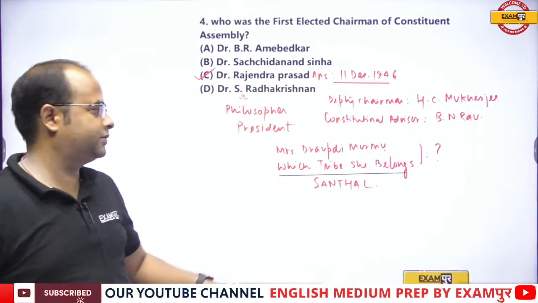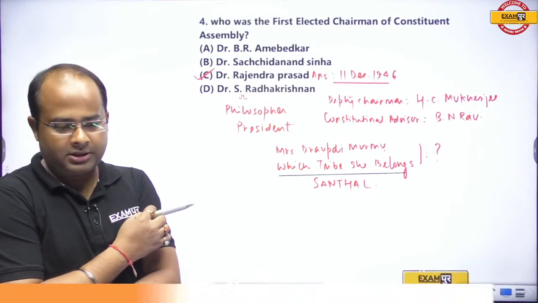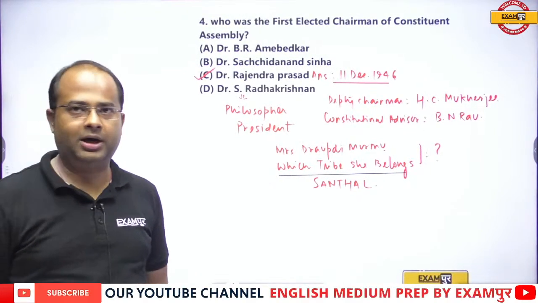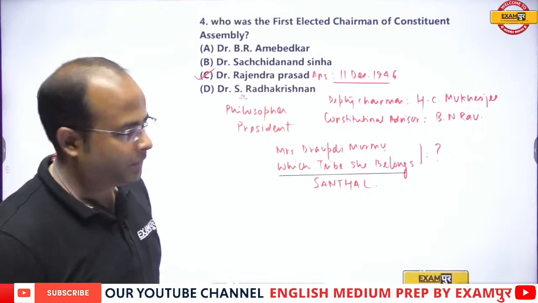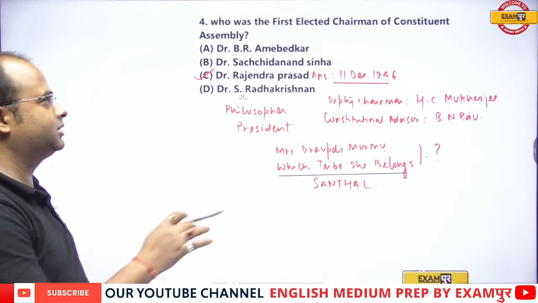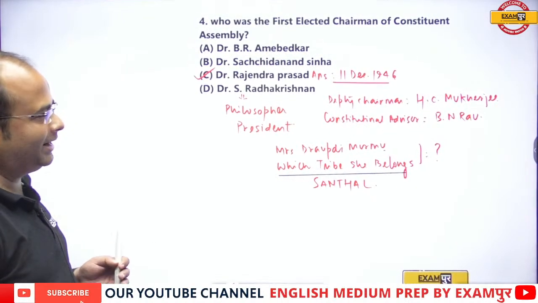Santhal, very good. So she is from Santhal. The 15th president is from Mayurbhanj district, Santhal. So the name of the tribal community she belongs to is the Santhal tribe. Very good, guys. The correct answer for this question will be Dr. Rajendra Prasad. On 11 December 1946 he became the elected chairman of this Constituent Assembly.